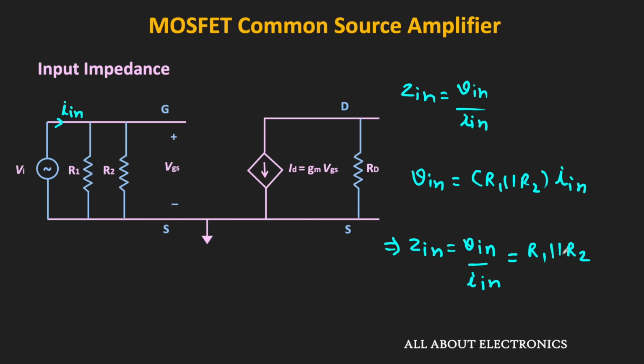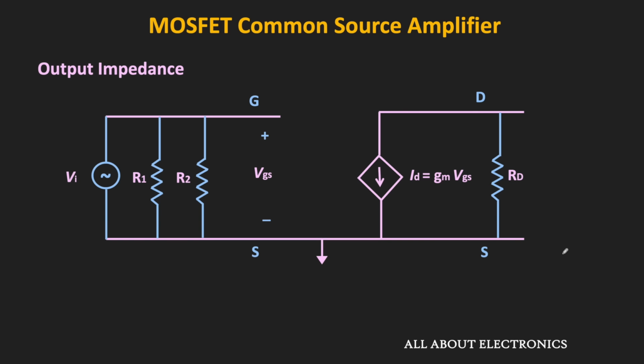Similarly, now let us find the output impedance. The output impedance is the Thevenin's equivalent impedance seen from the output side. To find that, we will consider all the independent sources in the circuit as 0. That means we will consider this input signal as 0.